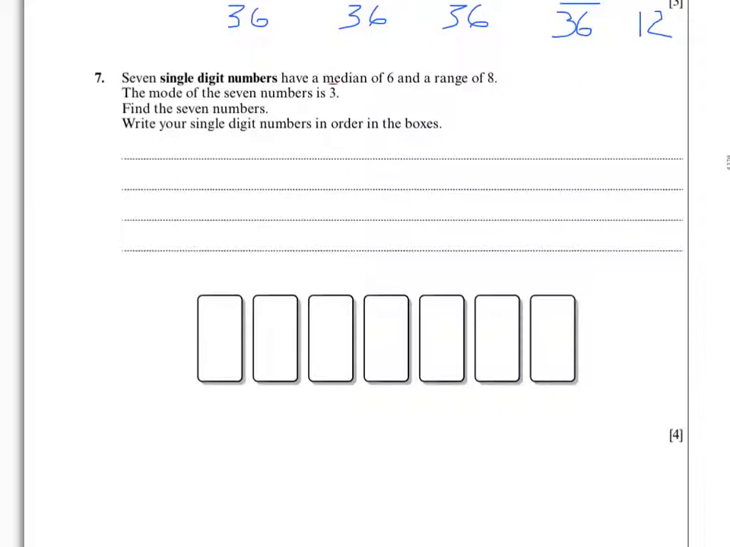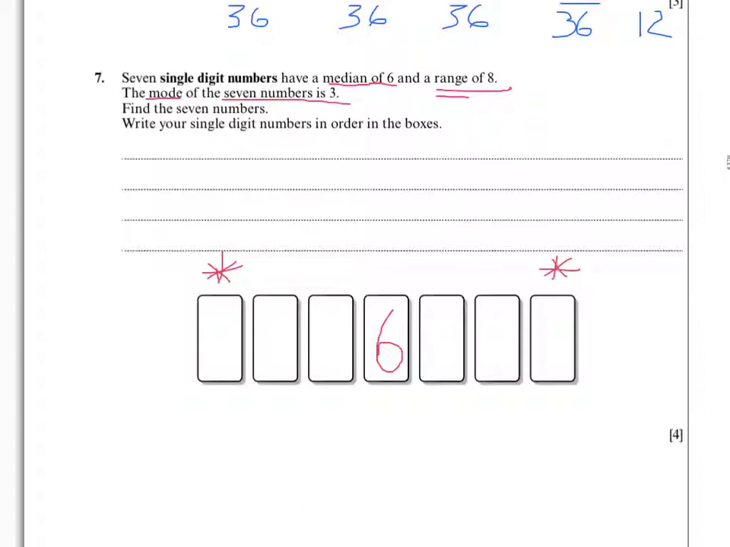So first of all, the median number, median sounding like medium, means our middle number. And it tells us that it's got a median of 6. So that means our middle card, we can put in a number 6. The next thing we know is that it has a range of 8. So remember that the range is your biggest number, take away your smallest number. So you know that your biggest number minus that smallest number is going to have to give you 8. We don't know what they are yet, so we're not going to put them down. But the last bit that we're given is the mode. Remember, the mode is the most common of the 7 numbers, which is a 3.